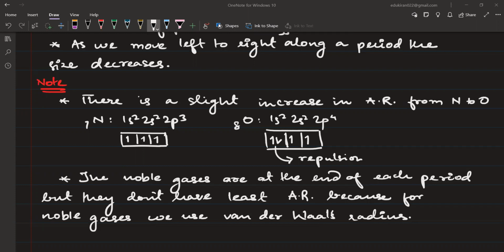Tell me, Devangi. Sir, for van der Waals radius, you told that we bring the atoms together. Correct. But sir, we can't say that they have a bond, right? No, they don't have a bond.